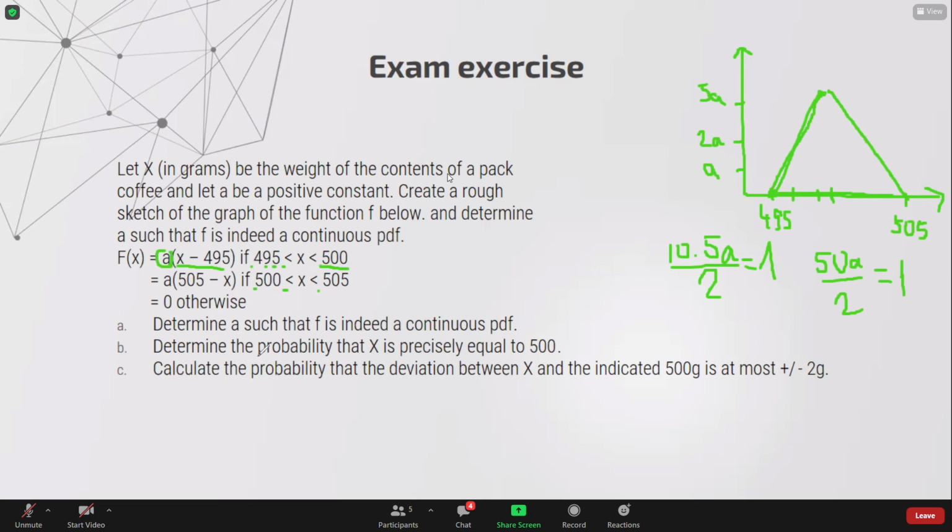If we have a look at B, determine the probability if x is precisely equal to 500. What would be your suggestion? First, I think about if x is discrete or continuous.